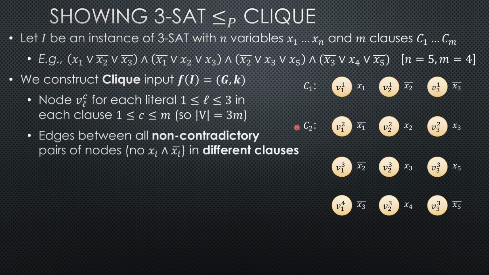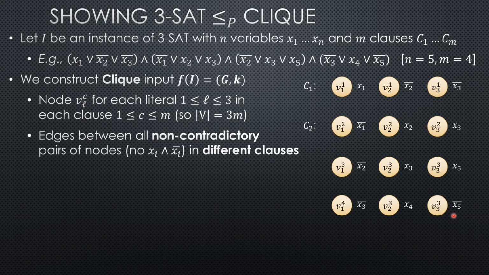So here's how I'm going to define my edges. I'm going to draw edges between all non-contradictory pairs of nodes, meaning I'm not going to draw an edge between xi and not xi, but any other combination, x1 and x2, or not x2 and x3, or not x2 and x5, or not x2 and not x5. Those are non-contradictory. I can simultaneously satisfy both of those literals. So I will draw such an edge as long as that pair of nodes represent different clauses. So that pair of nodes should be in different clauses and should be a non-contradictory assignment. I will add all such edges between all pairs of nodes.